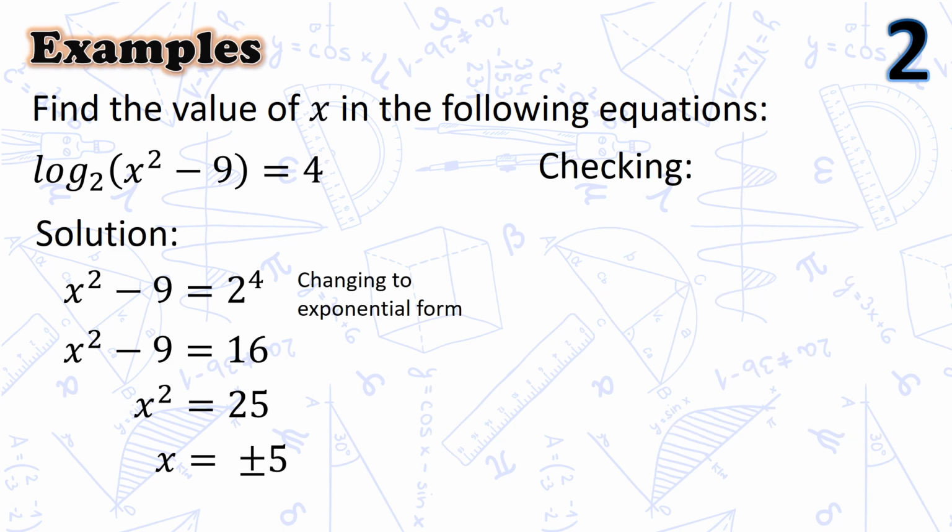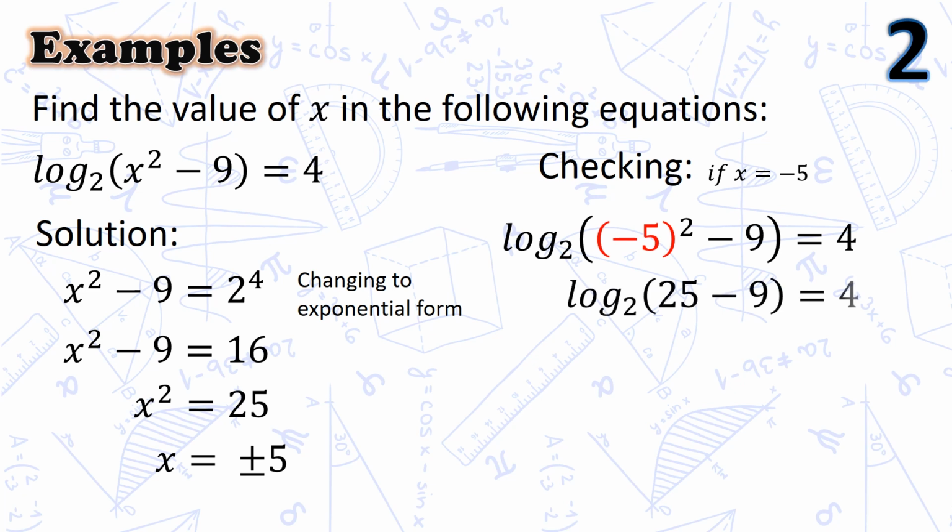What if x is equal to negative 5? So we substitute negative 5 to x in the original equation. We have negative 5 squared minus 9. So 25 minus 9, and then the logarithm of 16 to the base 2 equals 4. The same as in the previous checking. 16 is 2 raised to 4. So by the inverse property, this answer is correct.